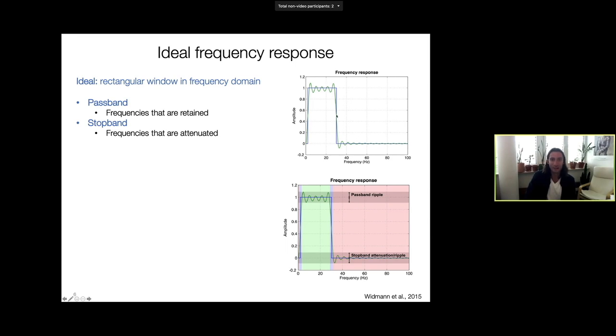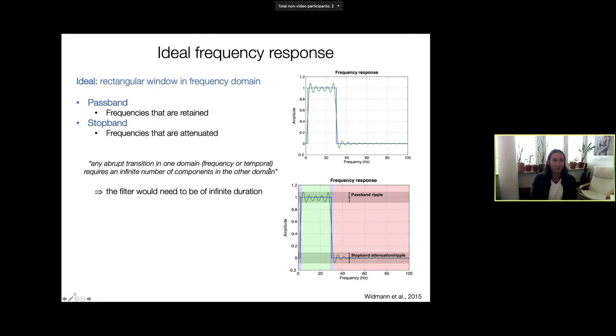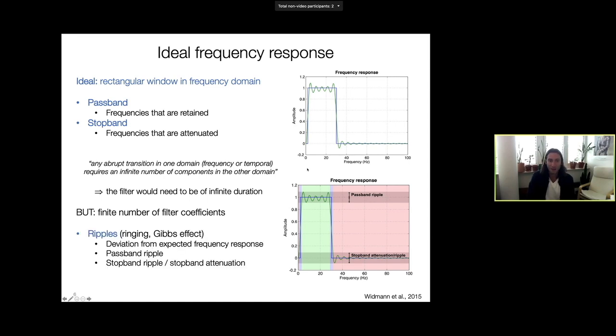But those ideal rectangular windows do not exist because the world is less than ideal, and this applies to filters. This is due to the Fourier series, which says that any abrupt transition in the frequency or temporal domain requires an infinite number of components. So if we wanted a perfect rectangular filter, we would need the filter to be of infinite duration. But this is not possible because we have a finite number of filter coefficients. Consequently, we will get ripples, also called ringing artifacts or Gibbs effects.